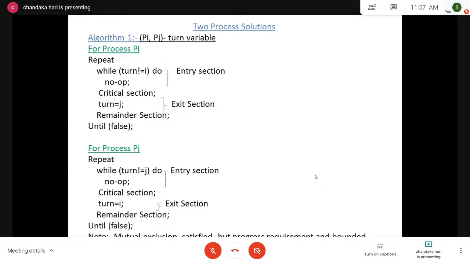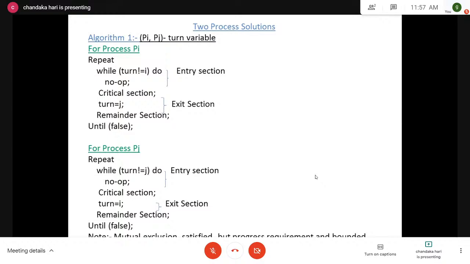Why? Because the maximum number of processes that can be allowed to enter into the critical section is only one process. If Pi is in the critical section, the turn is equal to i, so that Pj is not allowed to enter into the critical section. If turn is equal to j, then process Pj is already in the critical section, and process Pi is not allowed. So a simple solution is that if turn is equal to i, process Pi is allowed into the critical section. If turn is equal to j, process Pj is allowed.